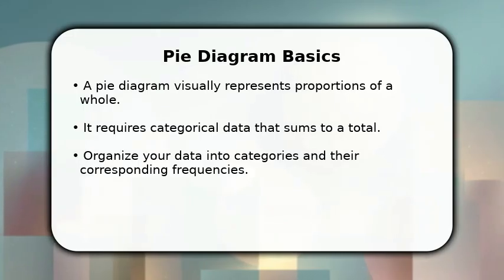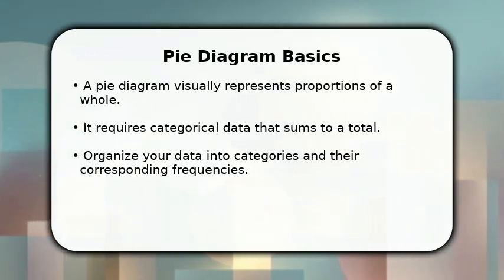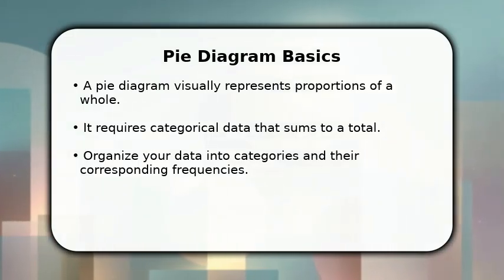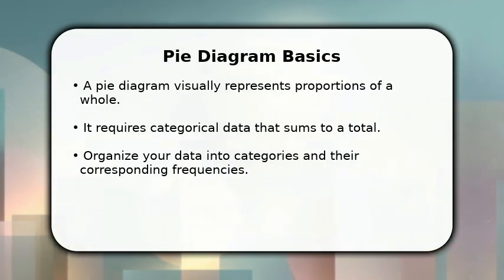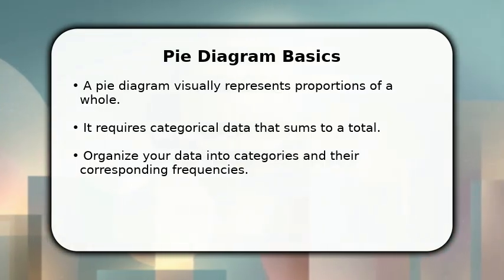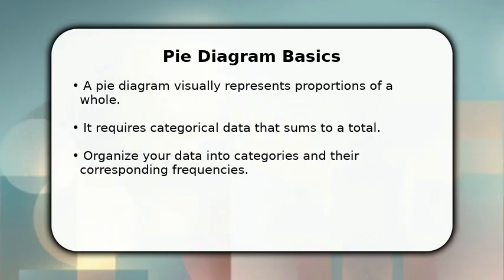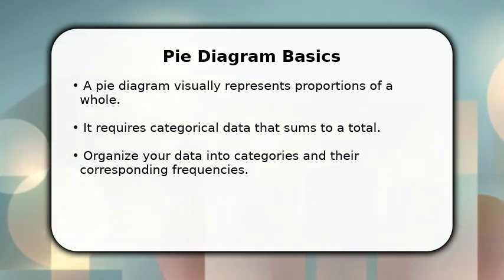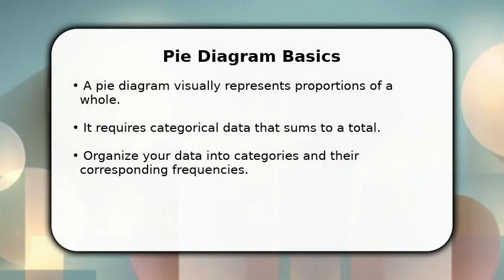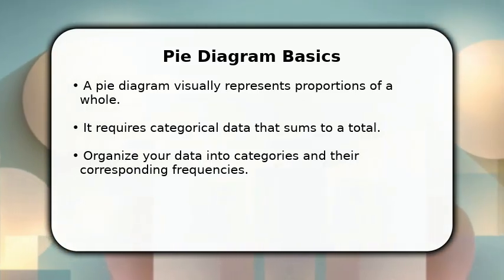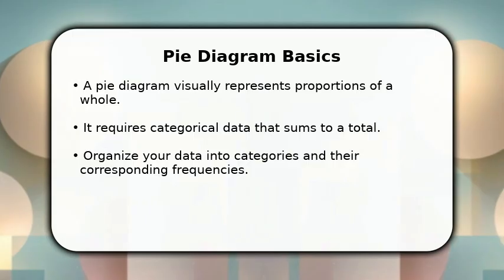In this video, I will explain how to make a pie diagram in statistics. First, gather your data and ensure it's categorical, meaning it can be divided into distinct groups. Then, sum all your values to find the total. This total represents the entire pie. Next, list each category and its individual frequency or count. This preparation is crucial for accurate representation.